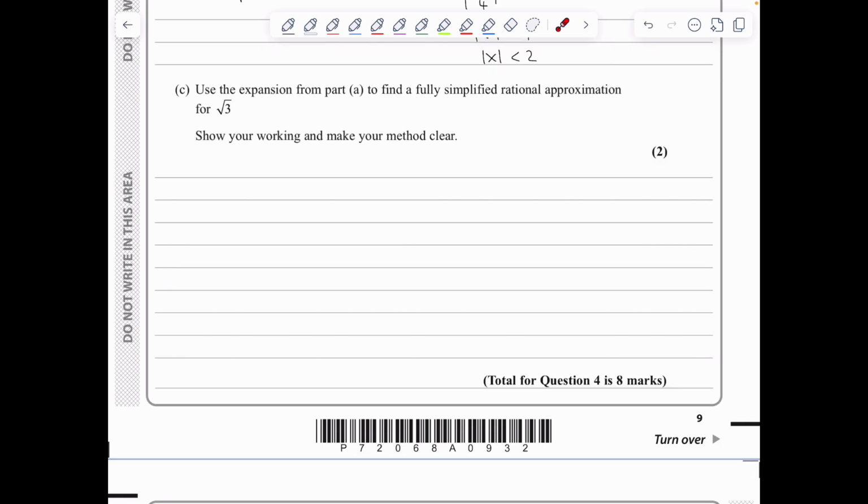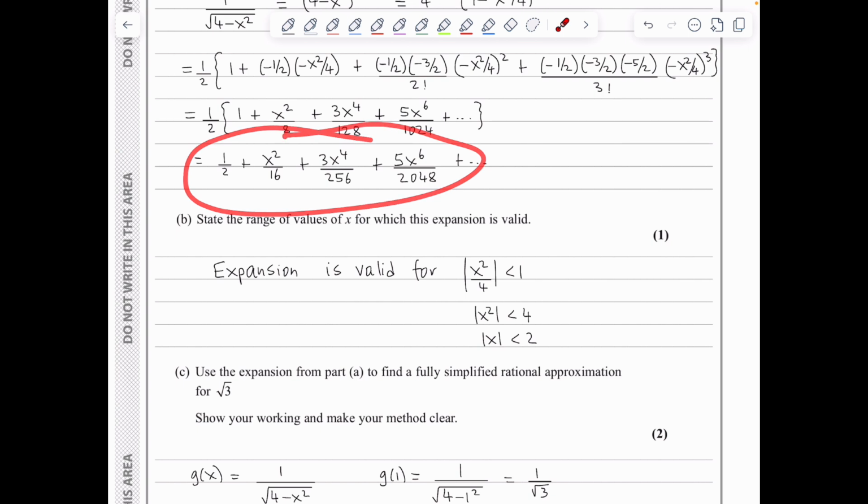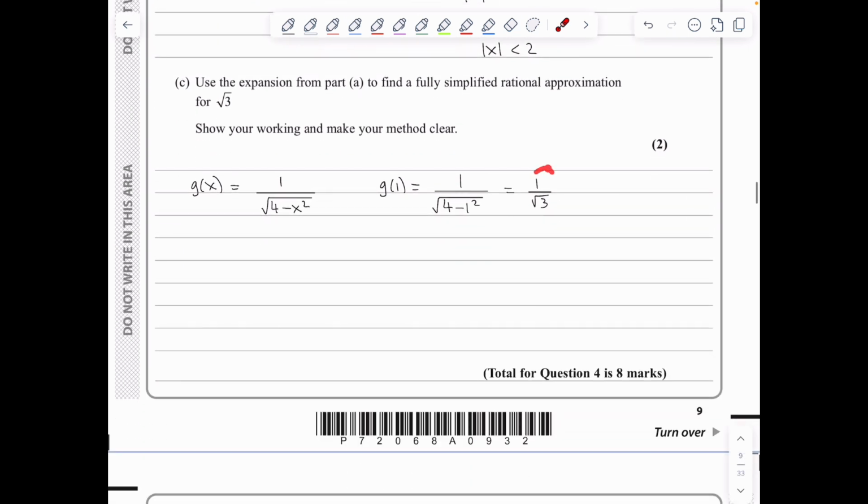In part C, we need to use the expansion from part A to find a fully simplified rational approximation for root 3, showing the working and making the method clear. Well, let's recall that g of x is 1 over the root of 4 minus x squared. So we notice that g of 1 is equal to 1 over the square root of 4 minus 1 squared, which of course simplifies to 1 over root 3. This simply means that if we substitute x to be 1 into the expansion we obtained in part A here, we will be obtaining an approximation for 1 over root 3.